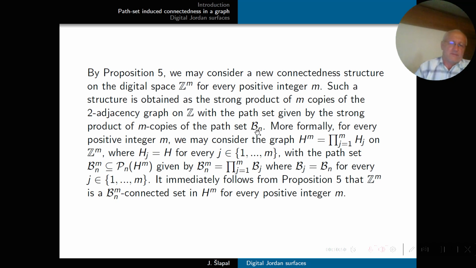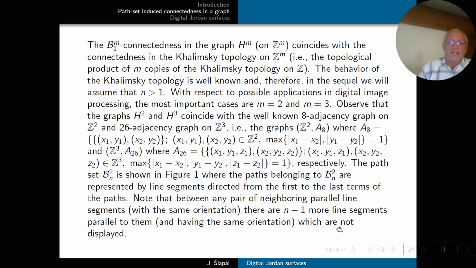More precisely, for every positive integer m, we have this graph H to the power of m, a product of the graphs Hj, where every Hj equals H, and the path set will be the strong product of Bj, where Bj is B sub n for every j. Again it is easy to see that the digital space Z to the power of m is B sub n to the power of m connected in this graph H to the power of m for every positive m.